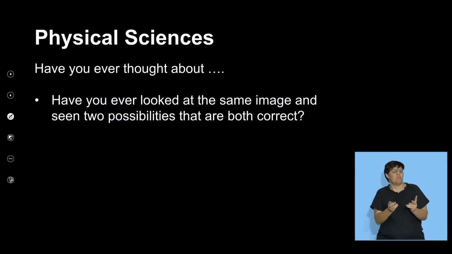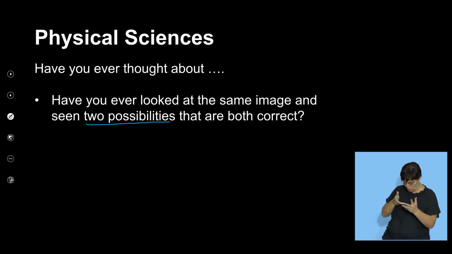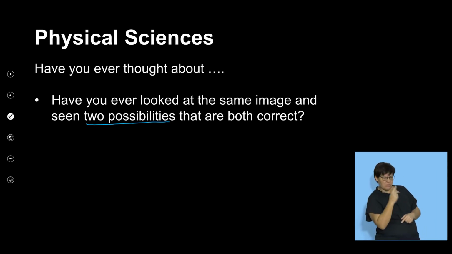Right. Now the thought that we want to throw out there, so that it guides our session for today, is this question: have you ever looked at the same image and seen two possibilities that are both correct? This has a lot to do with how you look at things. Consider perspective. Here is a simple example. Depending on how you look at this image, there are two possibilities.